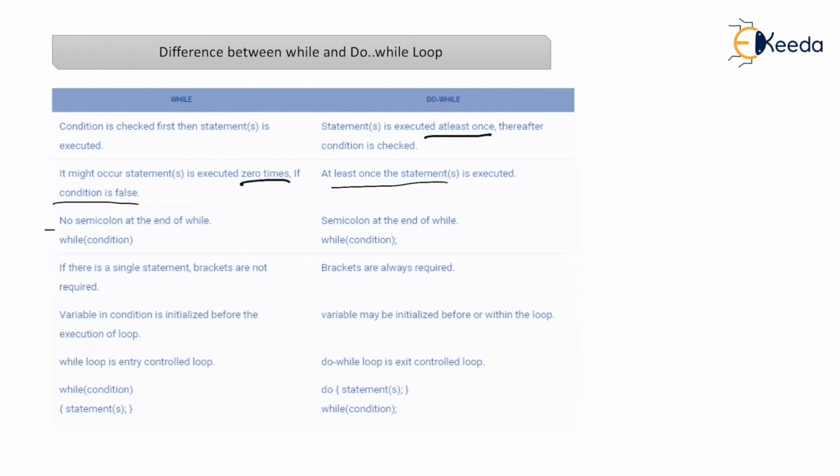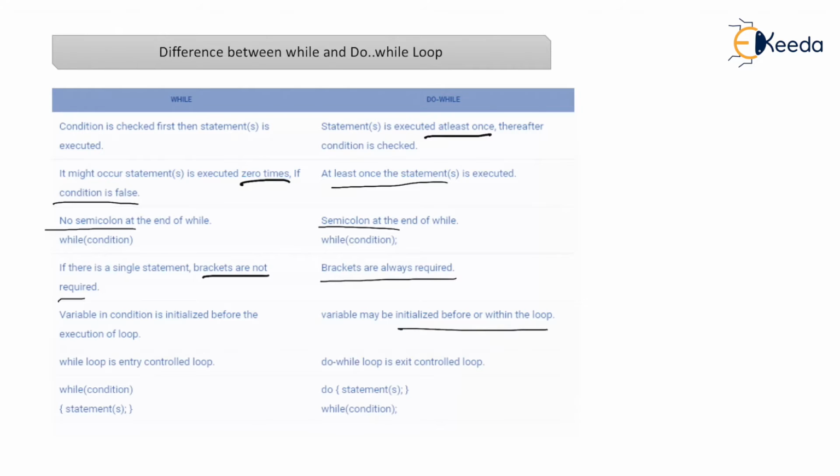In while, there is no semicolon present. In do while, there is a semicolon present after the condition. If there is a single statement, then brackets are not required in while. But in do while, brackets are compulsory. In while, the variable in a condition is initialized before the execution of the loop. In do while, the variable may be initialized before or within the loop.